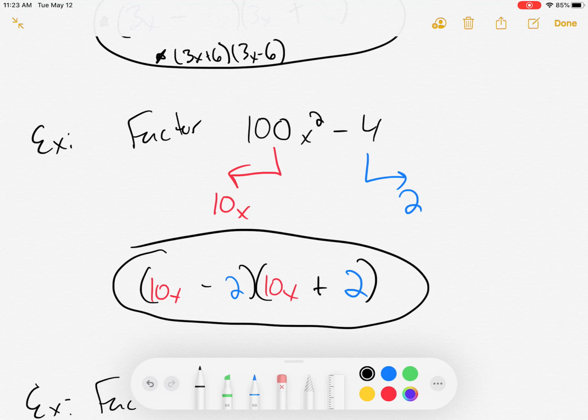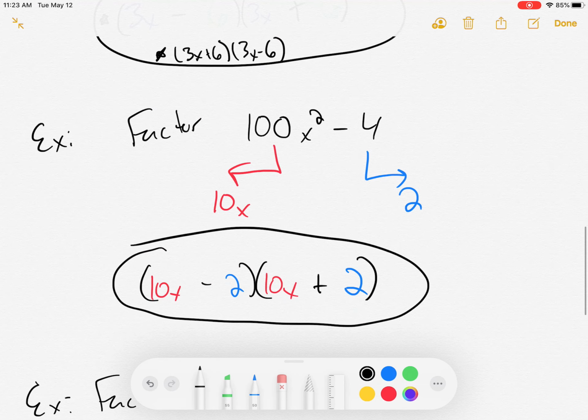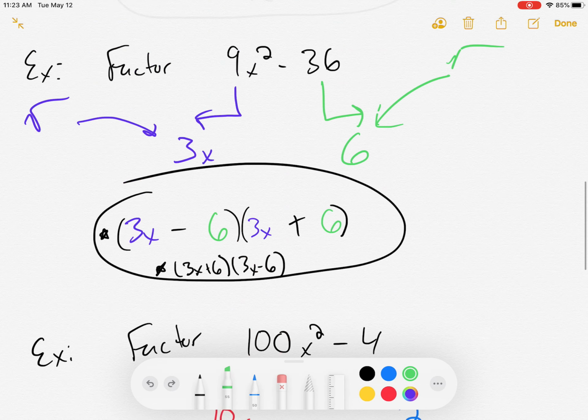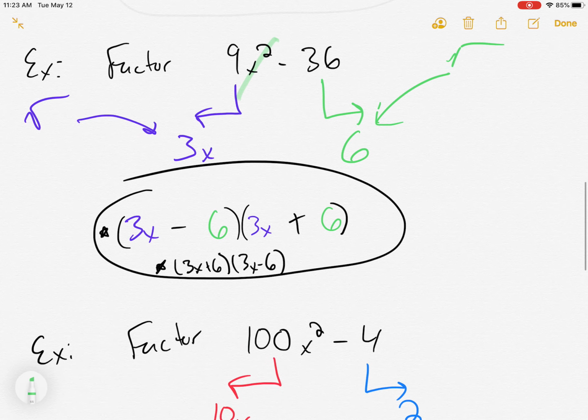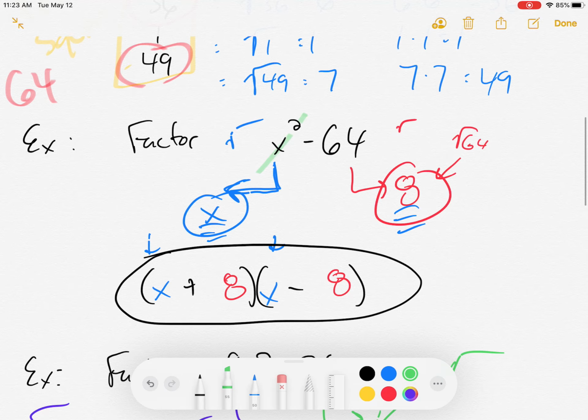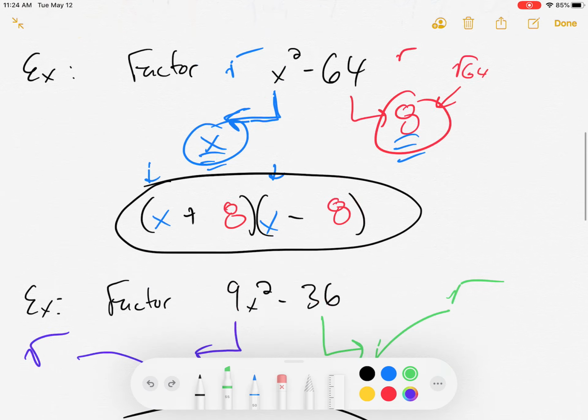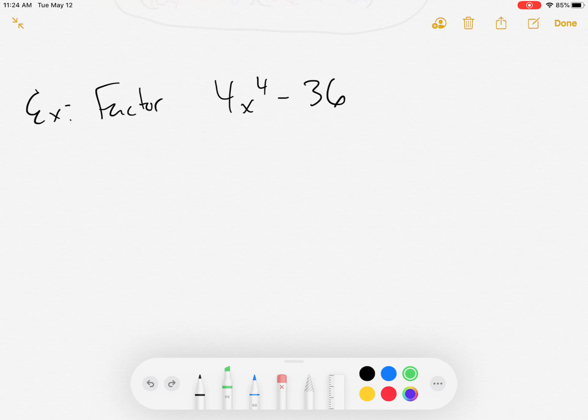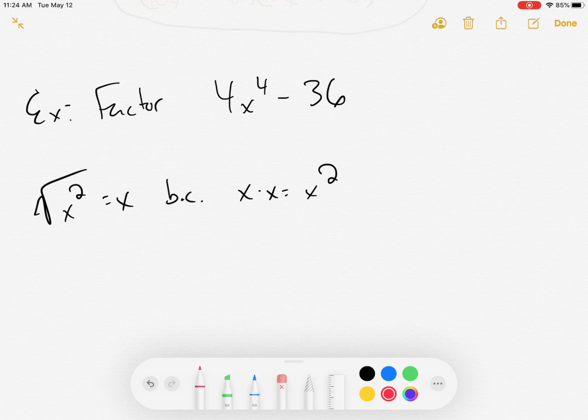Okay, last one. This one's a little bit different, and you will see a few problems like this, so please make sure you're paying attention. Before, I was dealing with x squared. Now, the only difference is, well, now I have an x to the 4th. But you may notice, well, 4 is a perfect square and 36 is a perfect square. Now, let's just back this up a little bit. We said the square root of x squared was x because x times x equals x squared.